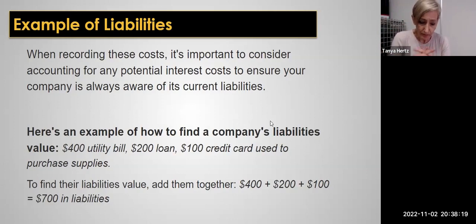And this is just a quick, simple little example or sample that you can use to look at a company's value. You can look at your bills. So this company has, for example, they owe $400 in utilities. They have a $200 loan, $100 credit card that they need to pay because they bought supplies with it. And so you can find the value of their liabilities by just adding them all together. So they have about $700 in liabilities.